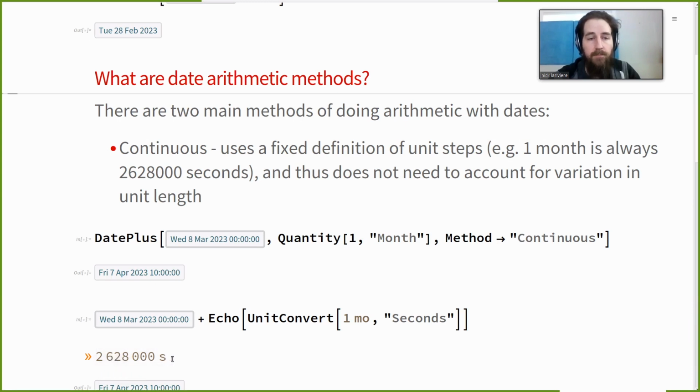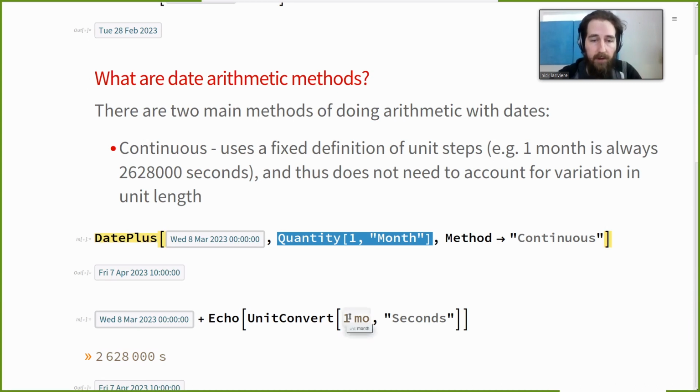2,682,000 seconds. And so if you add a month to today, you get April 7th at 10 a.m. because, again, a month is defined as 1/12 of a year. A year is 365 days. And so we get an odd number of hours because a month doesn't cleanly divide into days. This is how SI units of months are defined. This is the formalized framework that exists inside quantity.